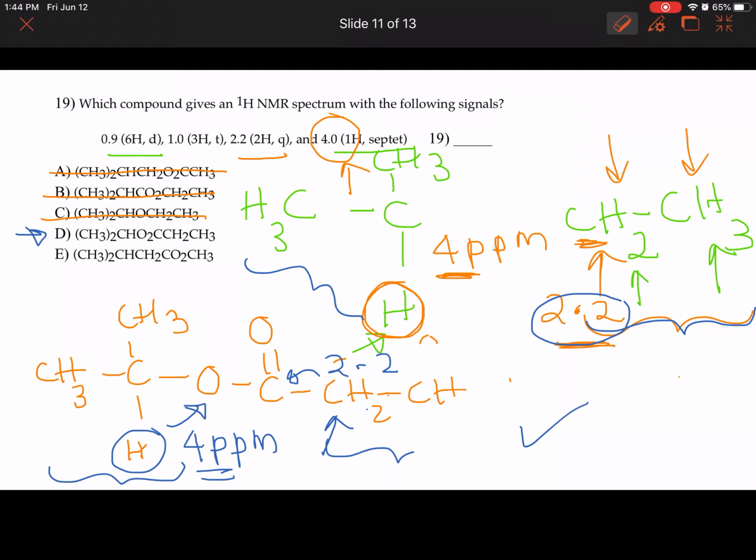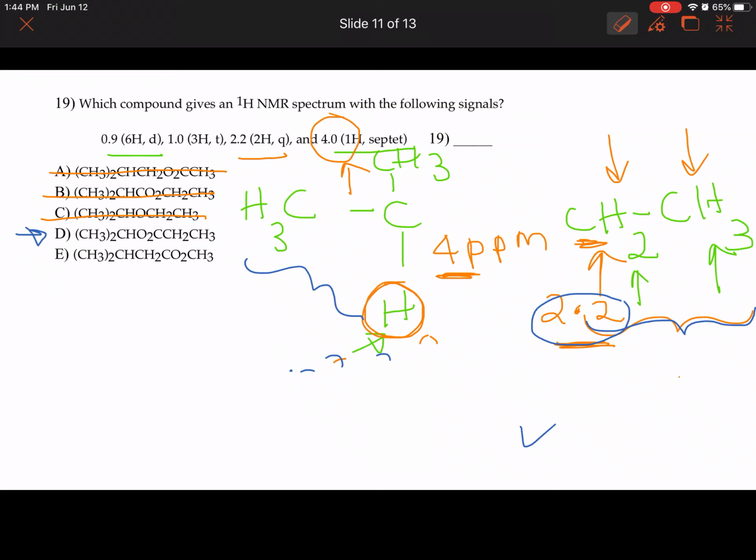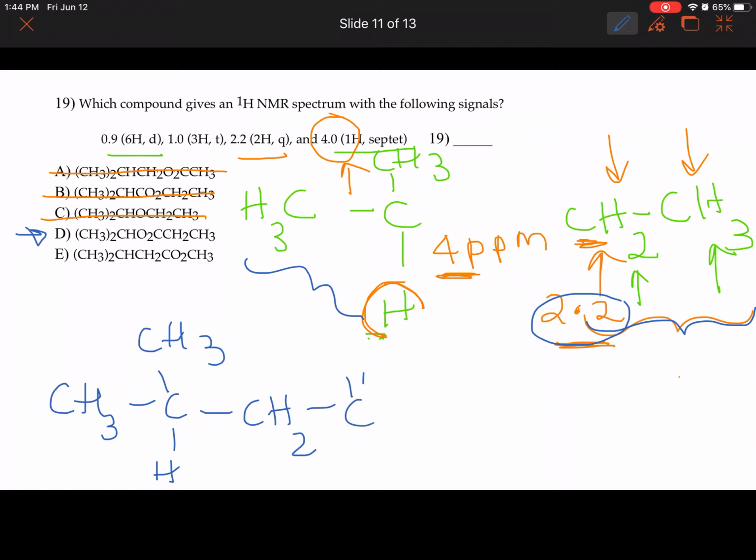Okay, and just for the fun of it, let's draw E and see how it looks. Okay, so let's look at E. E, you have CH3, two groups, CH, CH2, CO, O, CH3. So this molecule doesn't have the pieces that we found that the molecule should have.